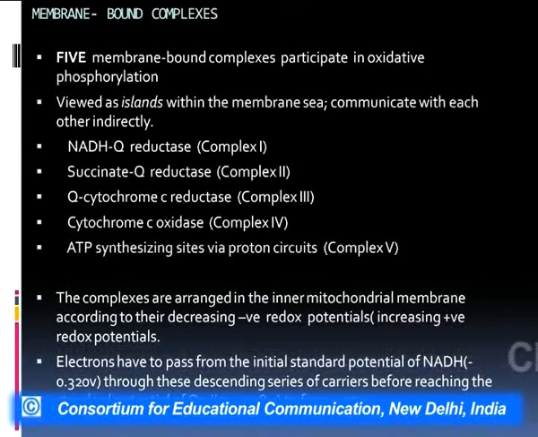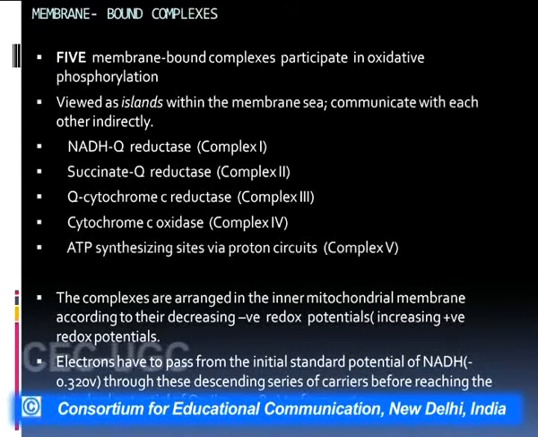These different complexes can be viewed in the form of islands in a membrane sea, which is the classical sentence that was used by Singer and Nicolson when they gave the fluid mosaic model of a plasma membrane, and they communicate with each other indirectly. That means there is no direct relationship. The first complex has NADH-quinone reductase. The second complex has the succinate-Q reductase enzyme complex, and then you have the quinone-cytochrome C reductase complex, followed by the fourth or the last complex on the membrane called cytochrome C oxidase.